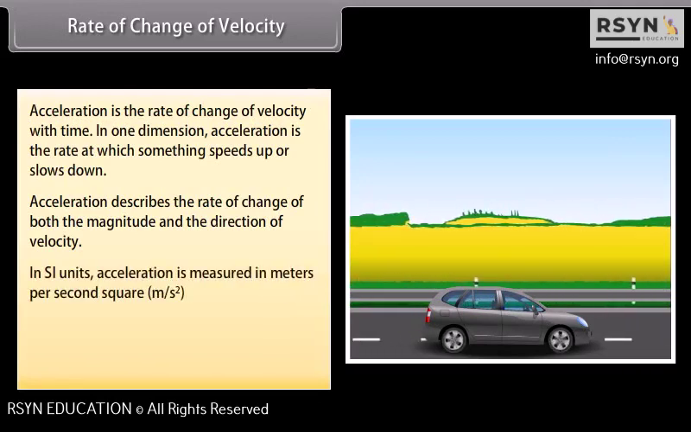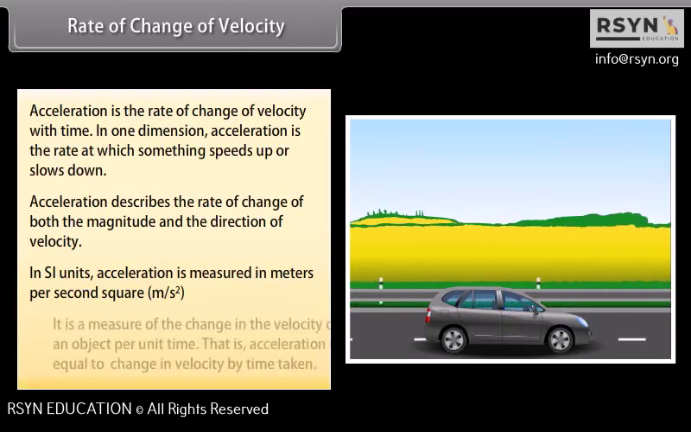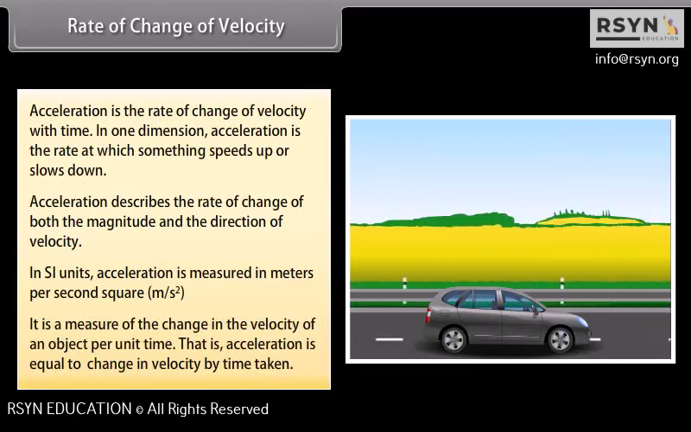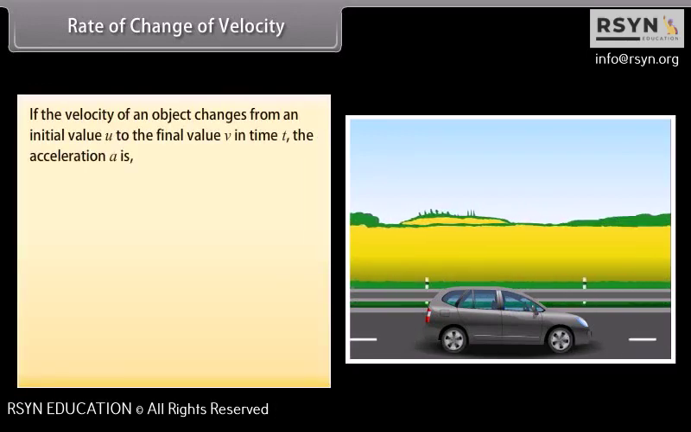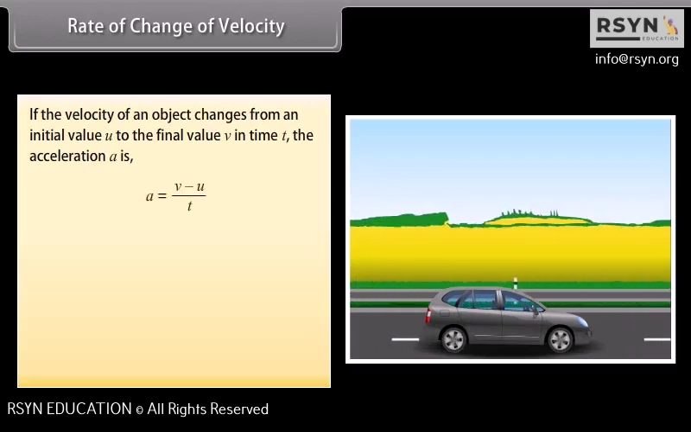In SI units, acceleration is measured in meters per second squared. It is a measure of the change in the velocity of an object per unit time. That is, acceleration is equal to change in velocity divided by time taken. If the velocity of an object changes from an initial value u to the final value v in time t, the acceleration a is (v minus u) upon t.